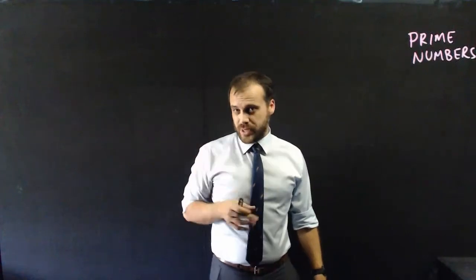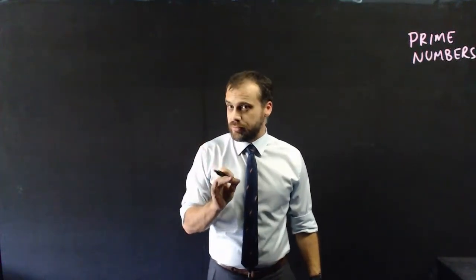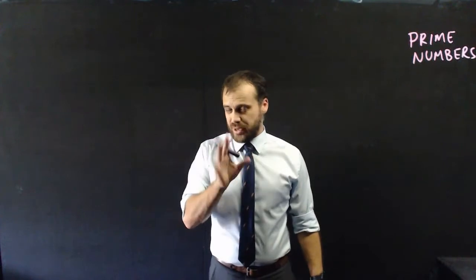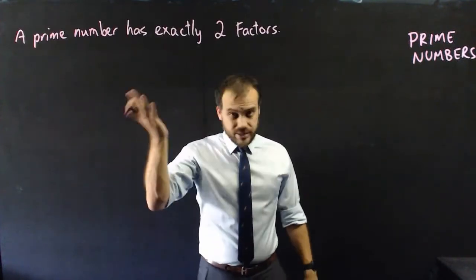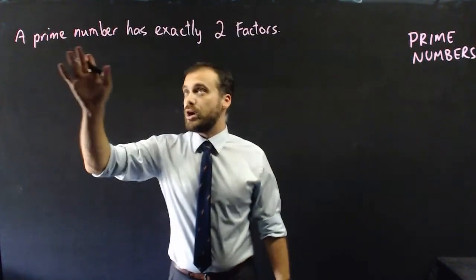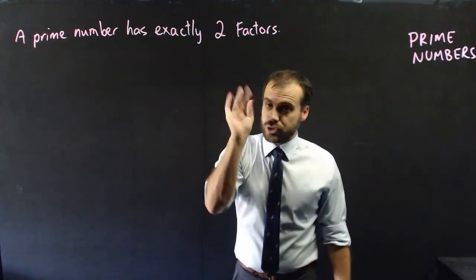So we're going to talk about prime numbers here. Now you probably already know what a prime number is, but we need to be quite exact about our definition of it. And this is a pretty good definition of it. A prime number has exactly two factors.